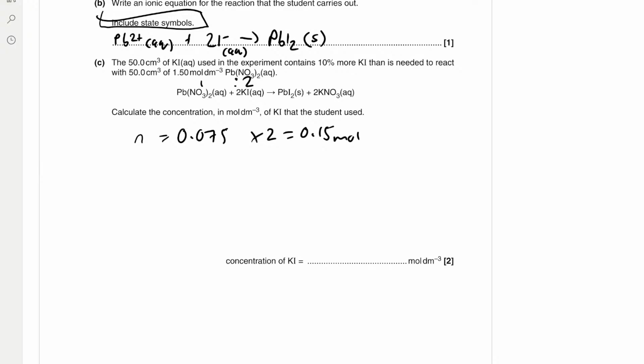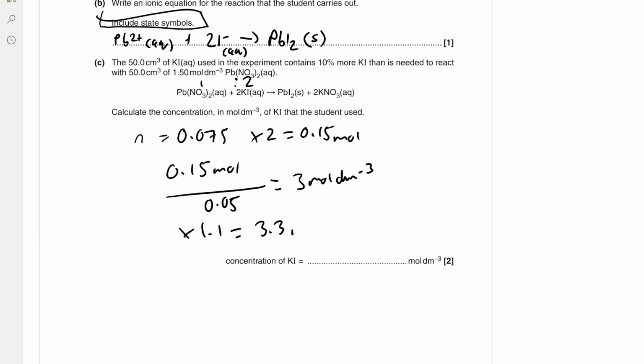So find our concentration first, which is 0.15 moles over 50 divided by 1,000 to convert to dm cubed. That's 0.05, which gives us 3 mole per dm cubed. Then times that by 1.1 to increase it by 10%. So that's 3 times 1.1, which is 3.3 mole per dm cubed.